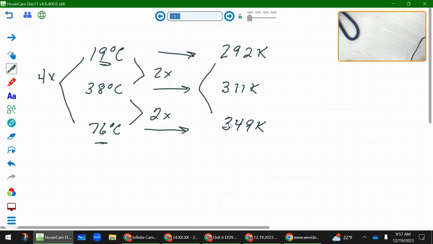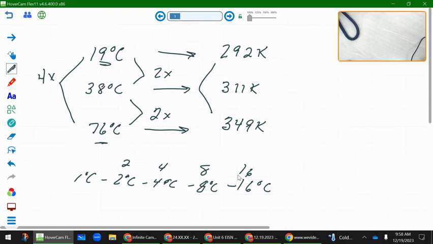Okay? So understand, if we talk about the relationships here, think about this. If you went from 1 degree Celsius to 2 degrees Celsius to 4 degrees Celsius to 8 degrees Celsius to 16 degrees Celsius, that's a 2, 4, 8, 16 times increase in pressure. From 1 to 16 degrees Celsius. You and I would die under that pressure.